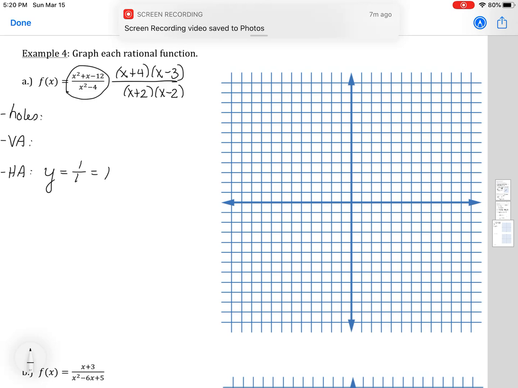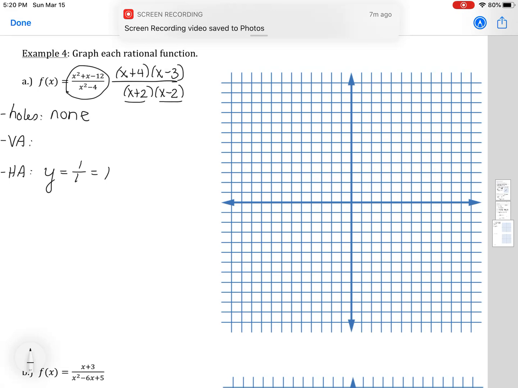The factoring part comes into play with your holes and vertical asymptotes. So if you factor it, you say to yourself, okay, well, nothing actually cancels. So if nothing cancels, then you have no holes, so none. And that means whatever remains is going to be a vertical asymptote.